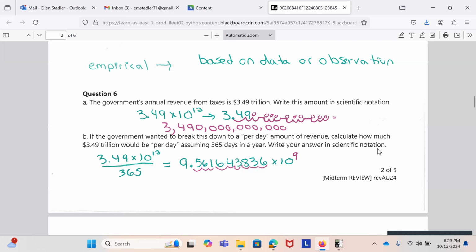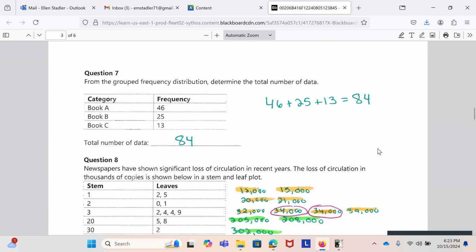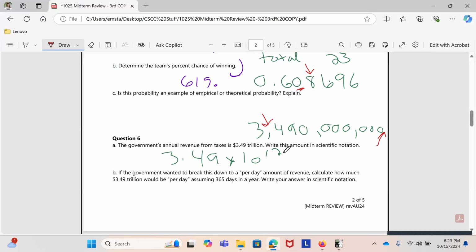We have a few more coming up, scientific notation, so we're good. Question 7 goes back, oops, I'm on the answer key. Sorry. Try not to give you spoilers too soon.